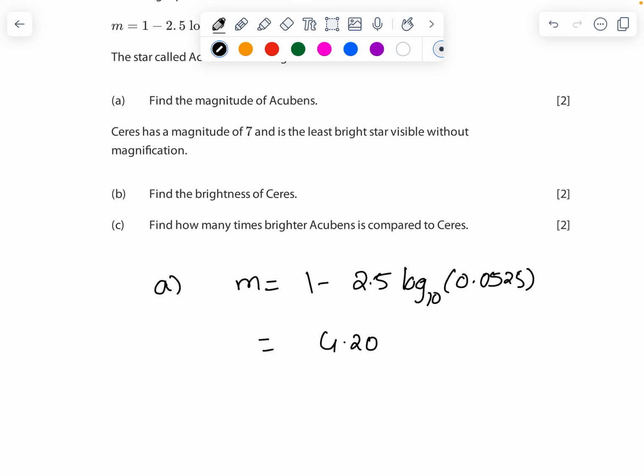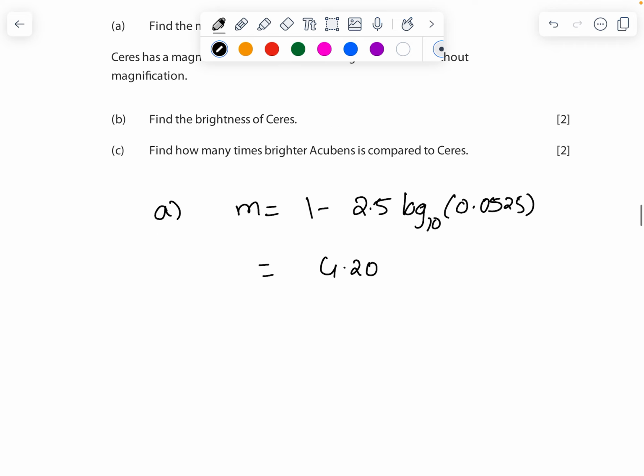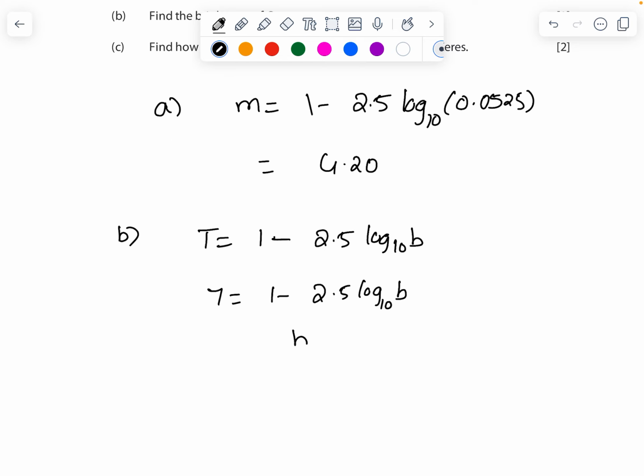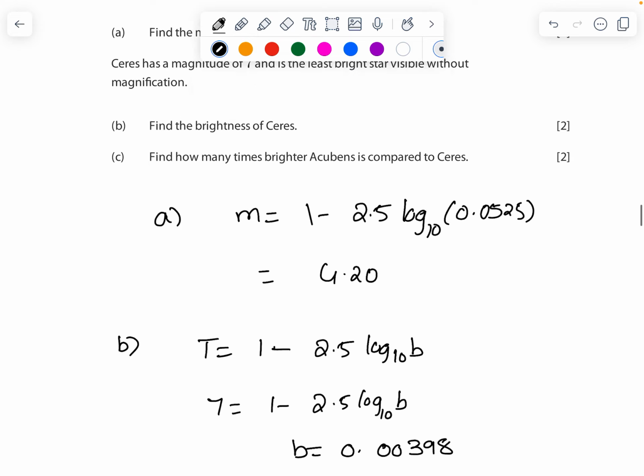Ceres has a magnitude of 7 and is the least bright star visible without magnification. Find the brightness of the Ceres. So we have to find the brightness. So m equals 1 minus 2.5 log base 10 B, that was the equation. So m is 7 over here, 7 equals 1 minus 2.5 log base 10 B. Type the equation in the calculator, equation solver, you should be getting the value of B as 0.0098.